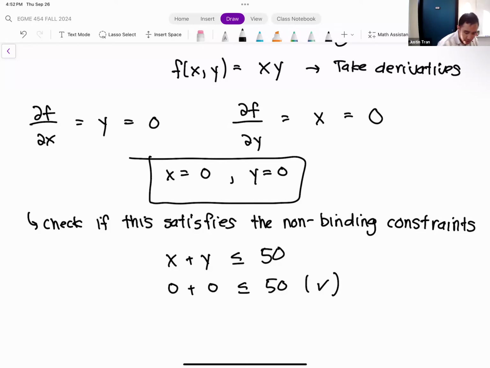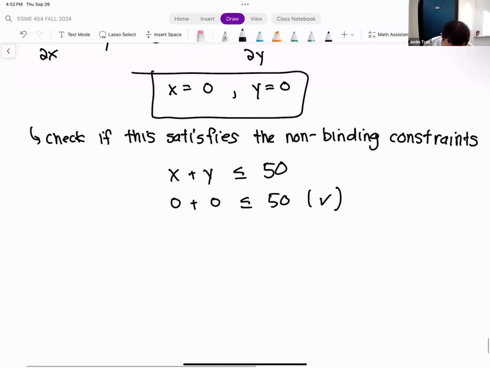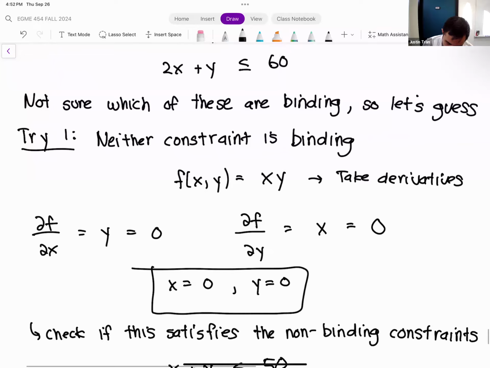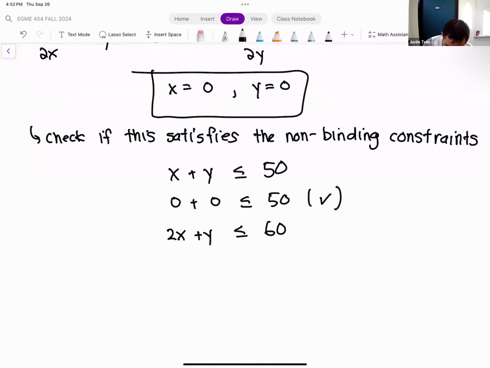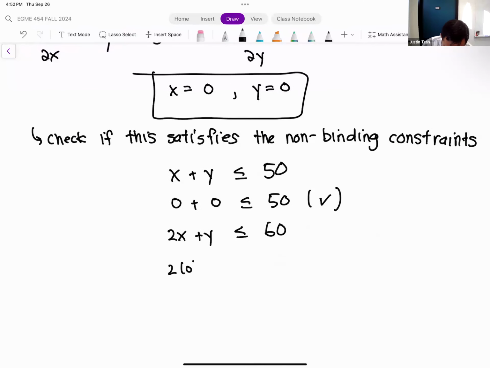Now let's check our other constraint. Our other constraint is 2x plus y less than or equal to 60. Once again, we're going to plug in our optimal values. So we have 2 times 0 plus 0, which of course is equal to 0, and 0 is indeed less than 60. So this is also okay.